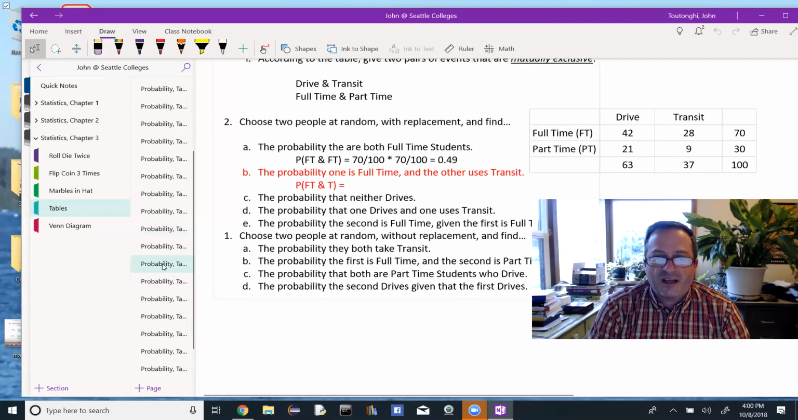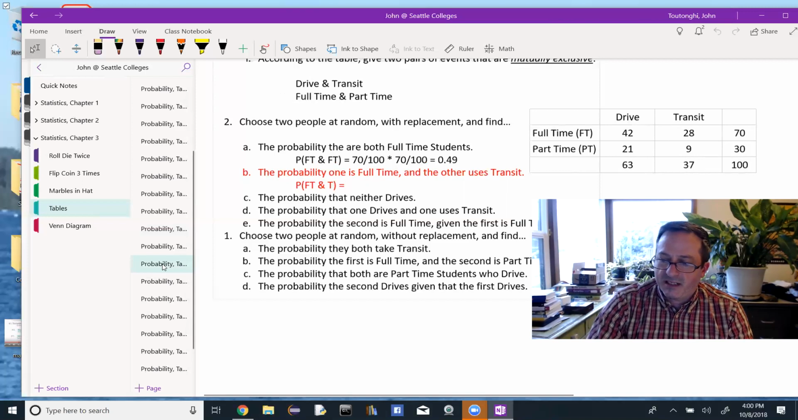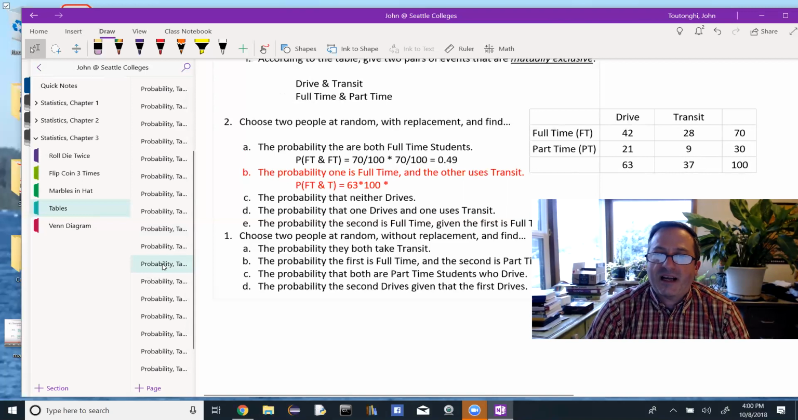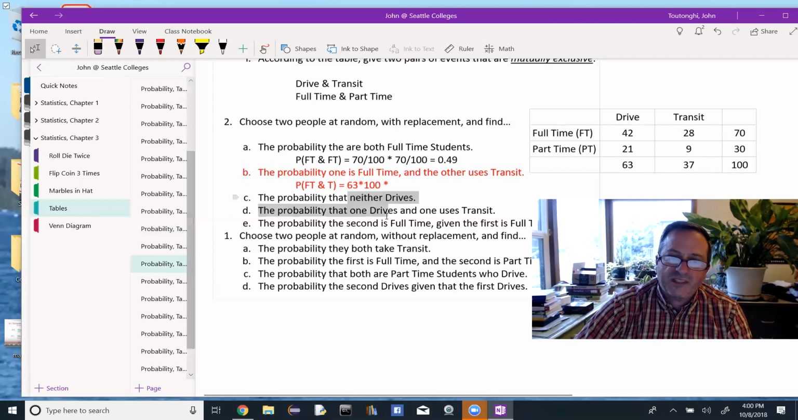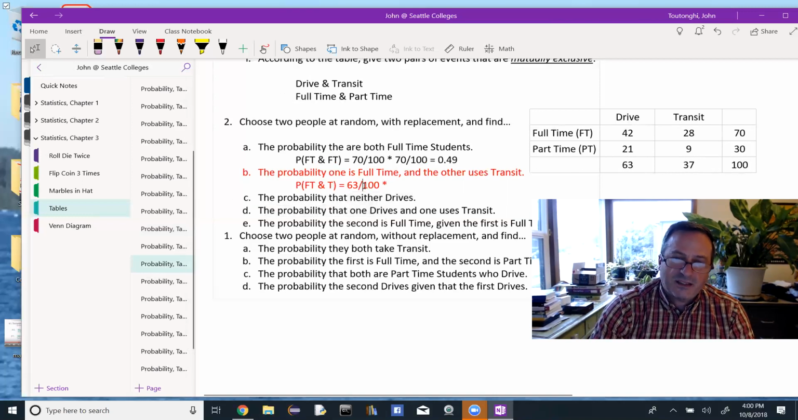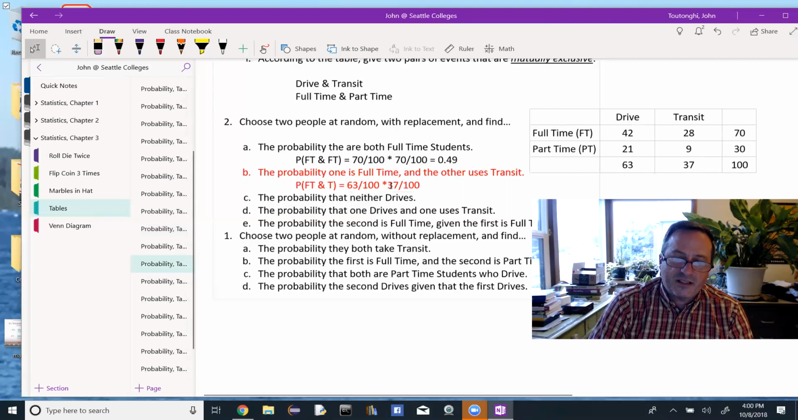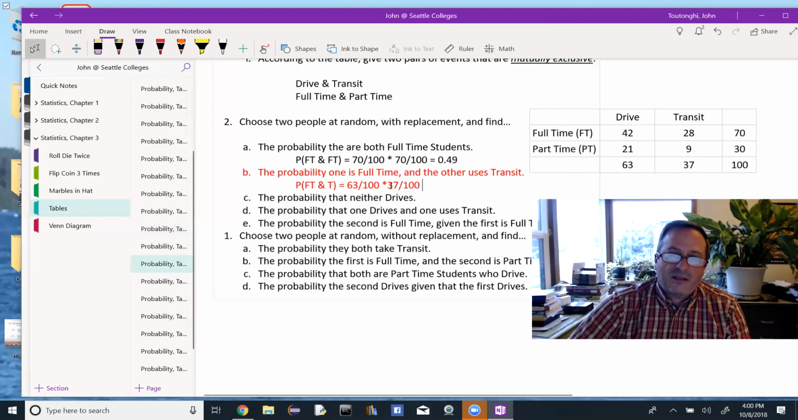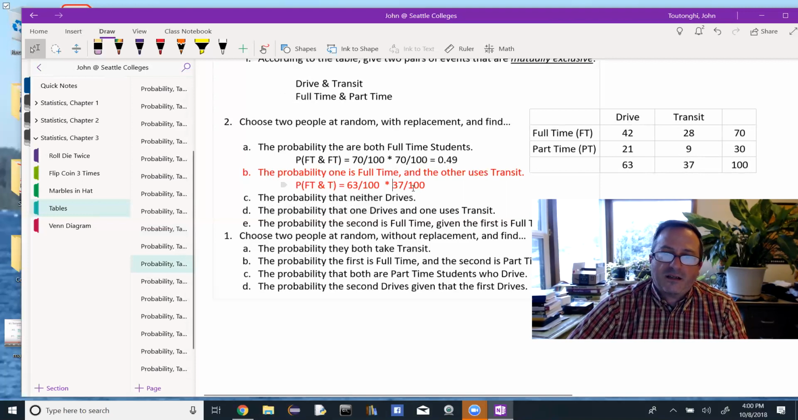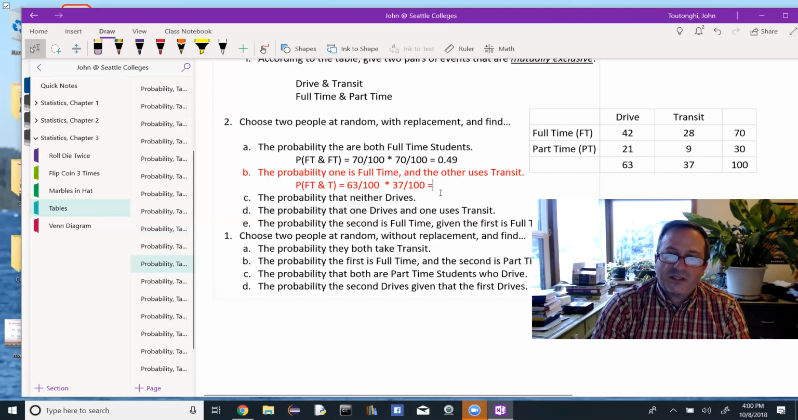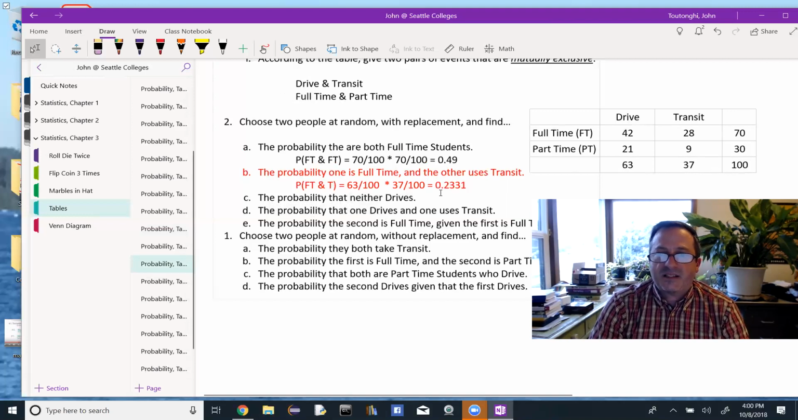So probability one is full-time. Again, that's 63 out of 100. And I'm going to multiply that by, a little typo there, 63 out of 100. And we're going to multiply that by the probability that they took transit, 37 out of 100. And we'll just go equals, let our calculator do the math, 23%.